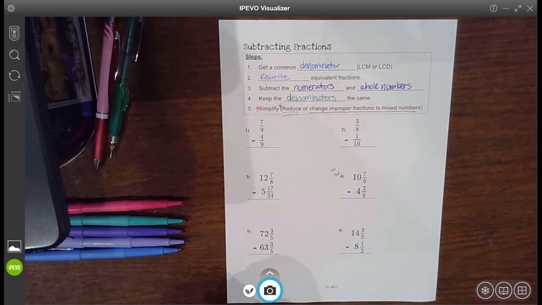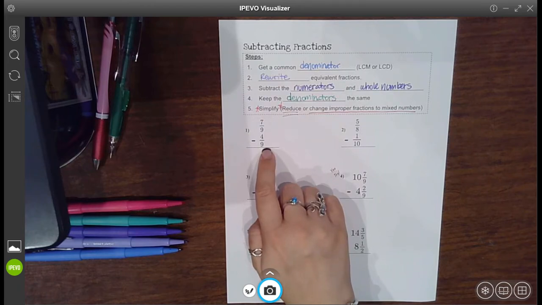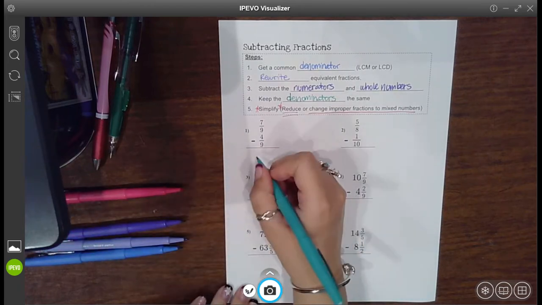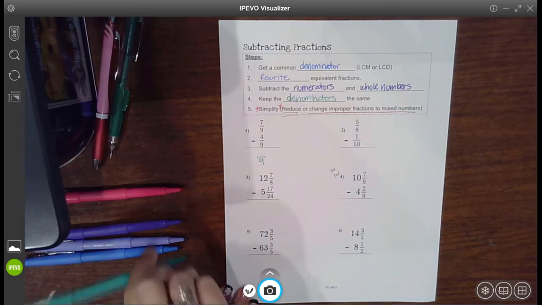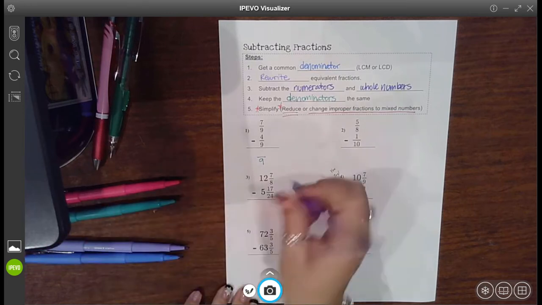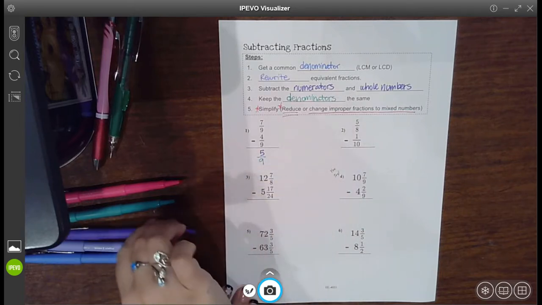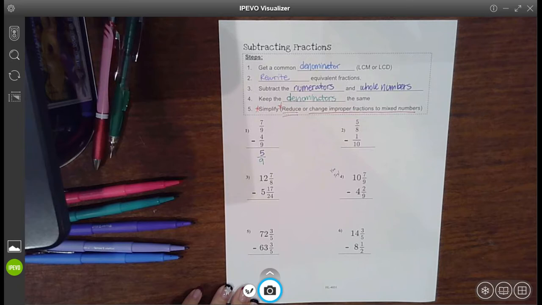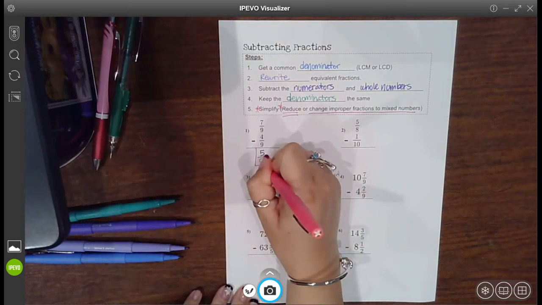Okay, the first thing I need to do is find a common denominator. Well, they're both the denominator of 9, so I already have a common denominator. I'm going to keep it the same. Then you subtract your numerators. So 7 minus 4 is 5. Think to yourself, can I reduce that? Is it improper? No to both of those questions. Then you're done.